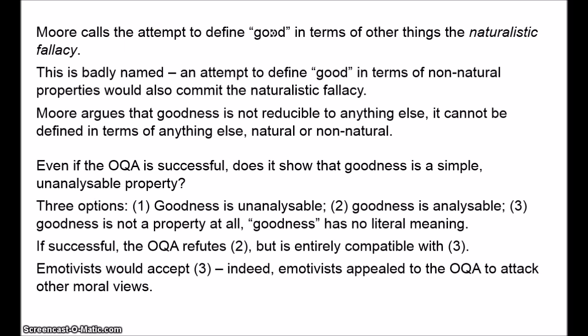Now, this has some interesting consequences. Cast your mind back to the introductory video. We saw the is-ought gap and the fact-value distinction. Moore accepts the is-ought gap. You can't derive a normative claim from purely descriptive premises. Since good and bad and other value terms are not definable in terms of any other properties, then no premises about any of those other properties will alone be sufficient to derive a normative conclusion. If you want a normative conclusion, you need normative premises.